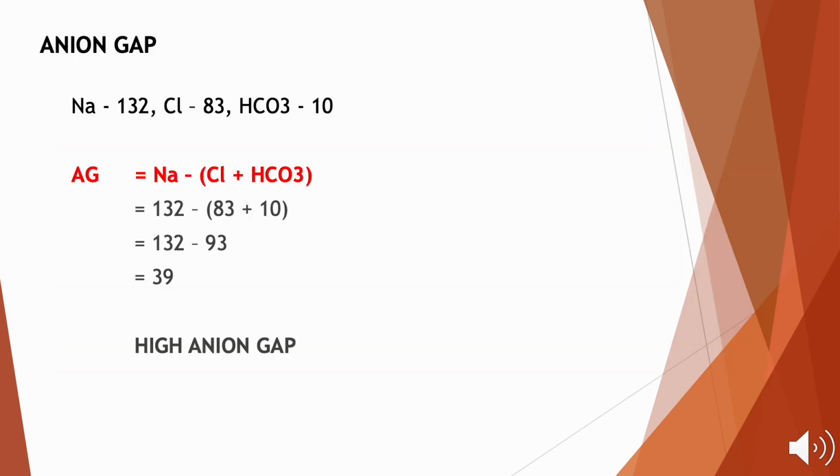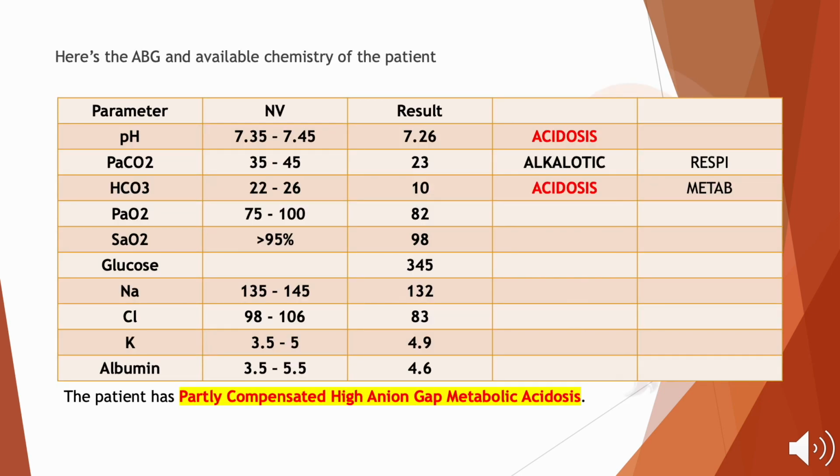Next, we compute for the anion gap. The sodium is 132, chloride is 83, and the bicarbonate is 10. Substituting them, we have 132 minus 83 plus 10, which will give us 39. With a normal anion gap of 6 to 12, 39 is considered a high anion gap. So what we have now is a partly compensated high anion gap metabolic acidosis.